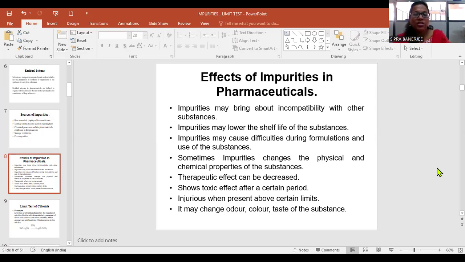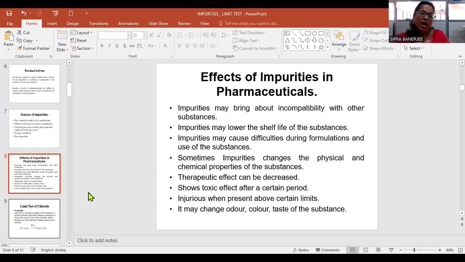Impurities may cause difficulties in the formulation of substances. They can cause difficulties during the manufacturing process of the substances. Okay. And sometimes impurities change the physical and chemical properties of the substance also. Therapeutic effect can be decreased, it shows toxic effect after a certain level, and it is injurious when present above a certain dose. It may change the odor, color, and taste of the substance also.